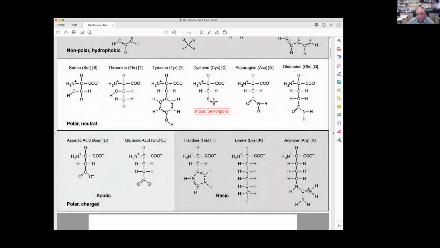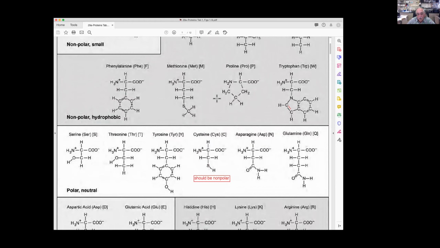Notice that this is a thiol, and they have it wrong in almost every textbook. You guys know that the difference in electronegativity here makes it a nonpolar bond. That should be classified as a nonpolar amino acid, but all the textbooks just copy each other, and that's the problem. Okay.